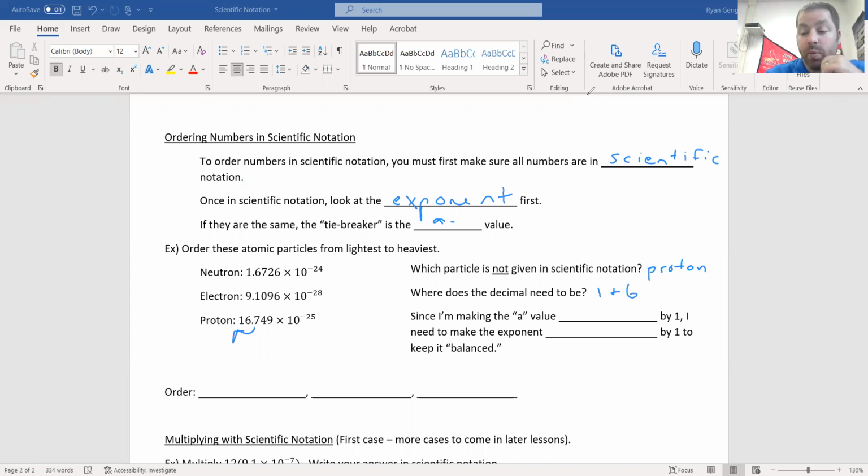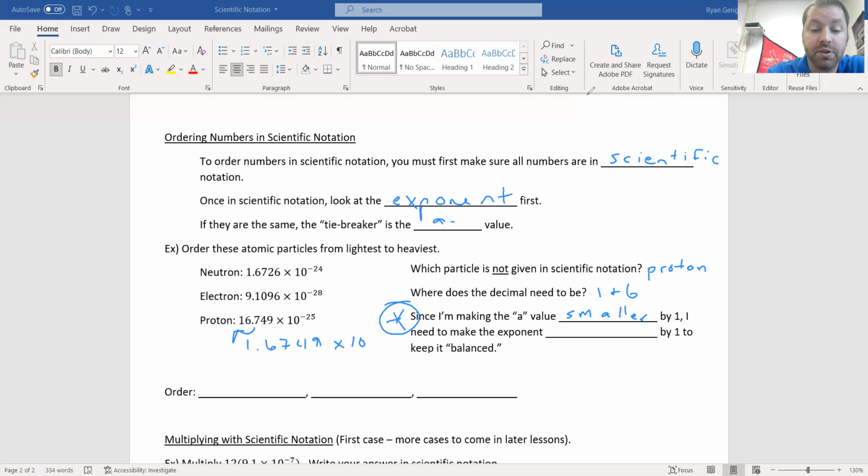Okay, now we haven't talked about this. It's sort of in scientific notation, but not quite. I need to move the decimal 1 more spot. Okay, this is what you should be thinking. Right here is important. Since I'm making the A value smaller, right? I'm changing it from 16.749 to, and I'm going to be changing it to 1.6749. That part's easy. It's how it affects the exponent, which is a little tricky.